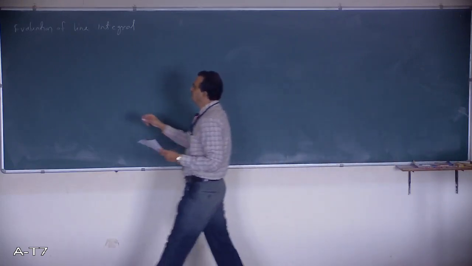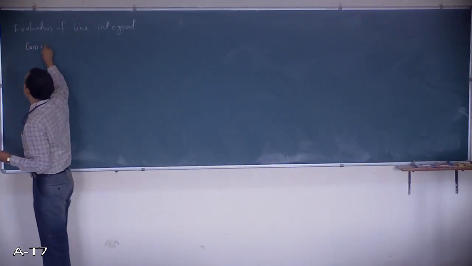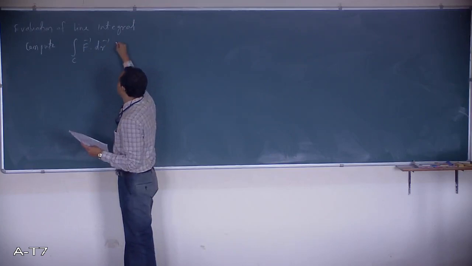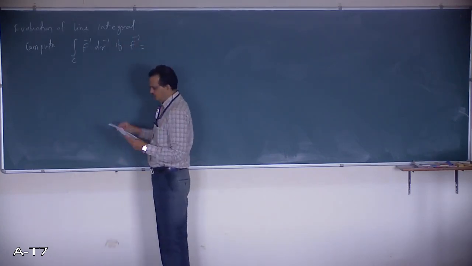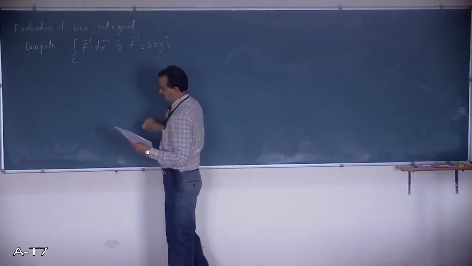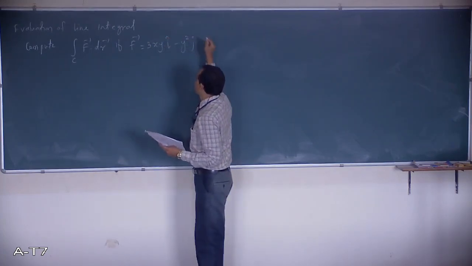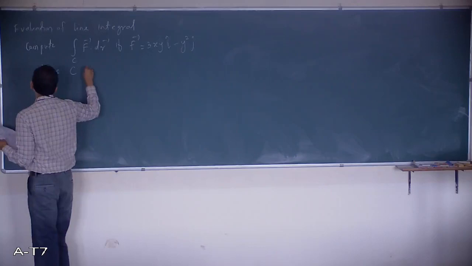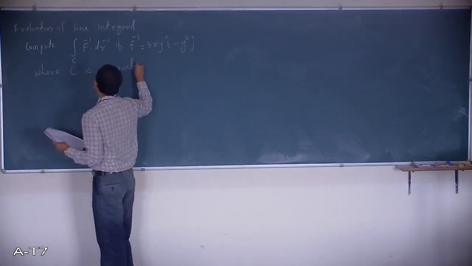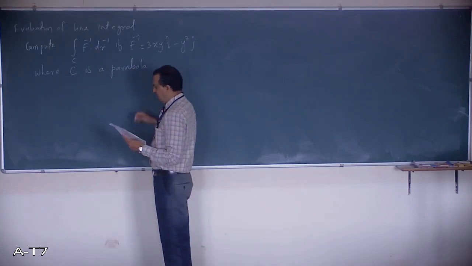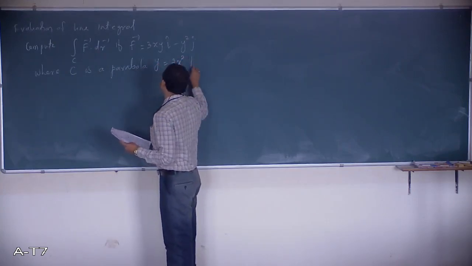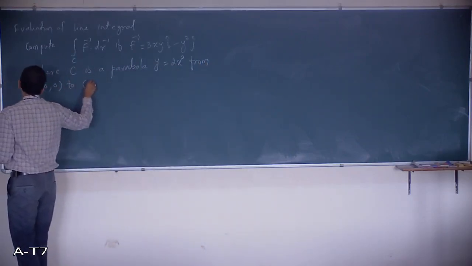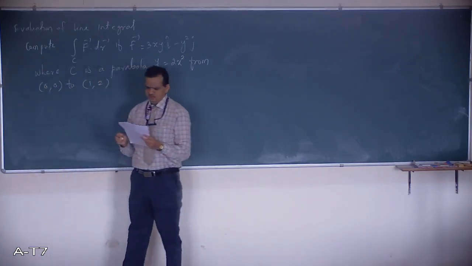Compute the integral over C of F dot dr, if F is equal to 3xy i minus y square j, where C is a parabola, y is equal to 2x square, from (0,0) to (1,2). So this is the question.